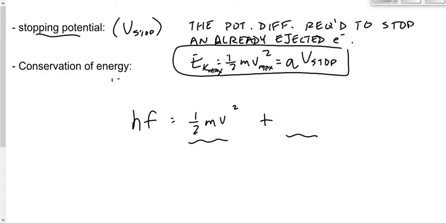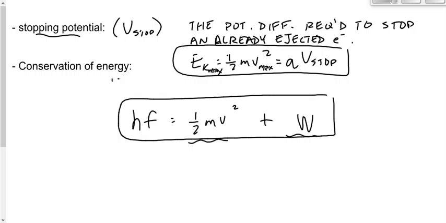What's it called? The energy that we lose. The energy that's used up in the process of ejecting an electron. The work function. So we're going to say HF is equal to 1/2 mv squared, or sometimes we just write an Ek max, because we know that's 1/2 mv squared, right? Plus the work function. What we start with is equal to what we end up with plus whatever we used up in the process.